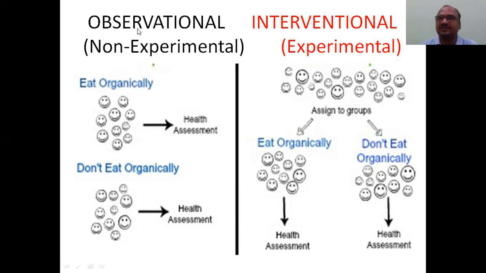See here, in observational studies, you are only observing. Here, see all these people, they are eating organic food, and in this group, they are not eating organic food. What is organic food? Before doing research on this, you first have to know what organic food is.